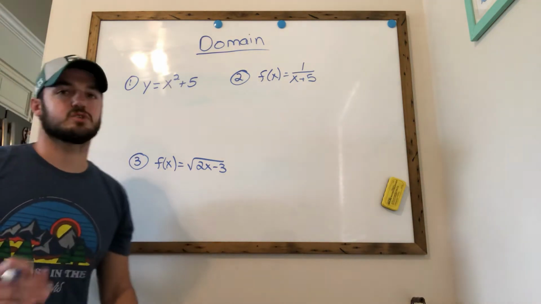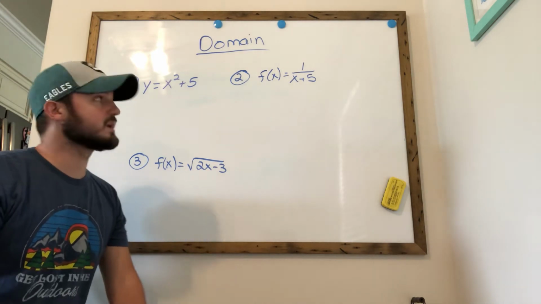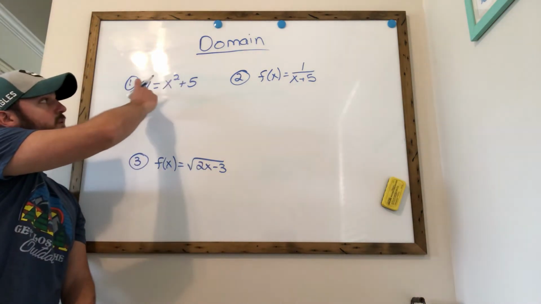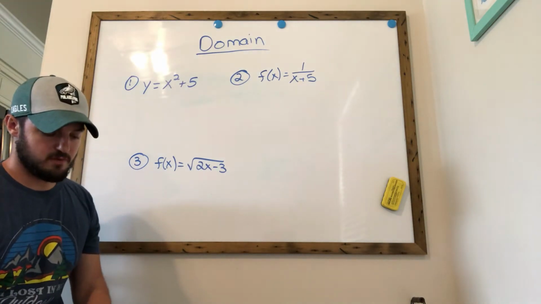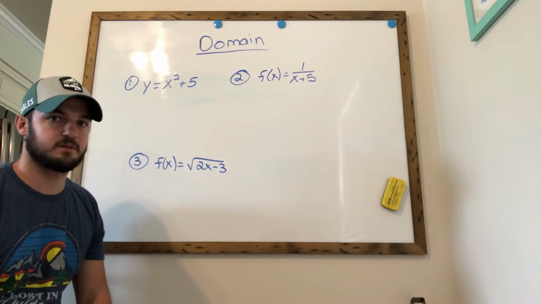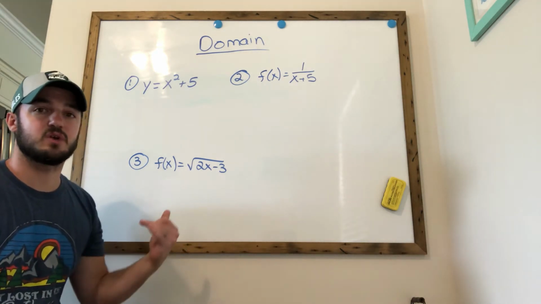So let's go through a couple examples real quick and make sure you got it, right? So we look at this first one, and we have y equals x squared plus 5. Okay, so just remember, you want to start with all real numbers, right? And see what you have to exclude.